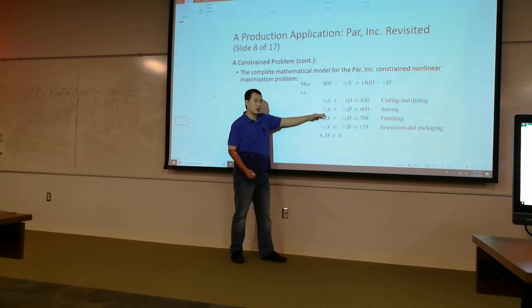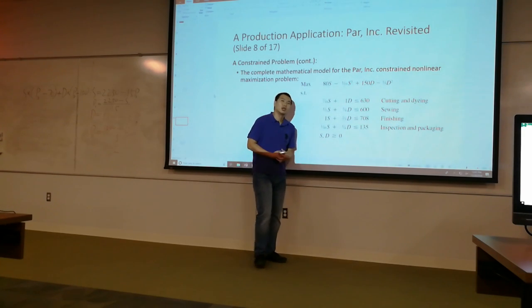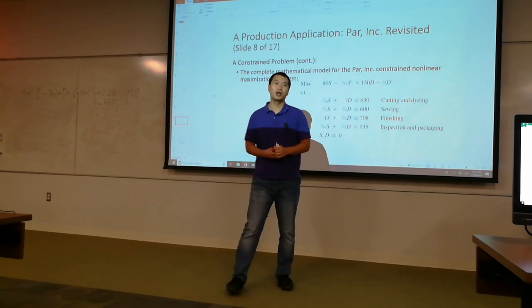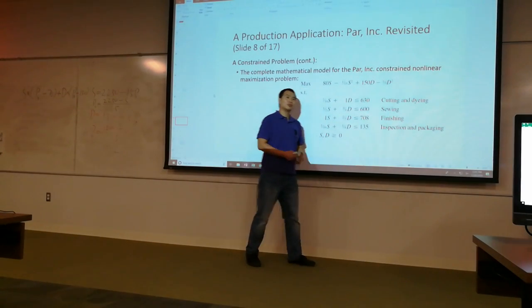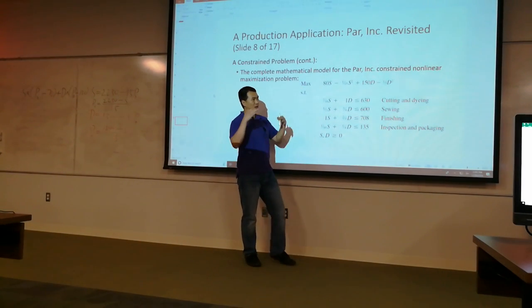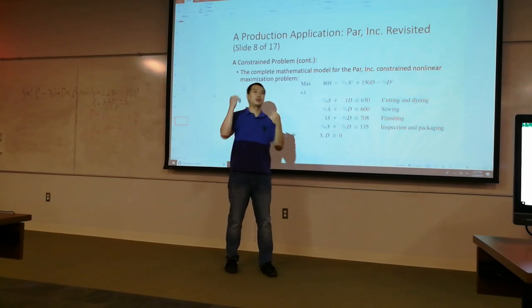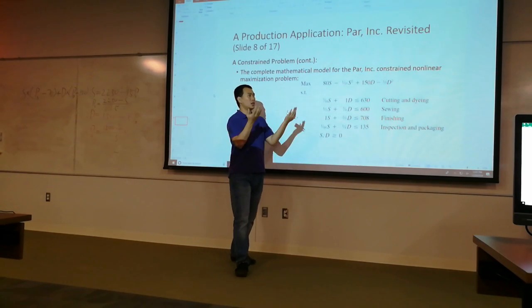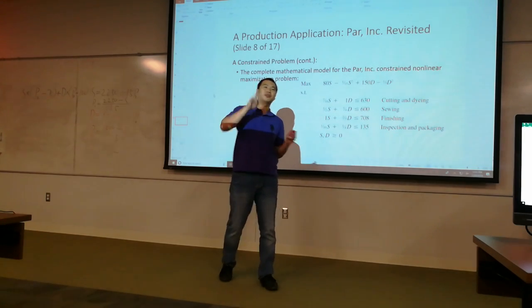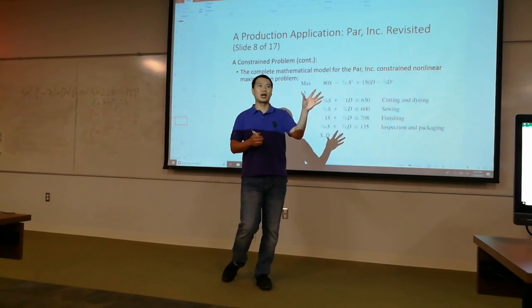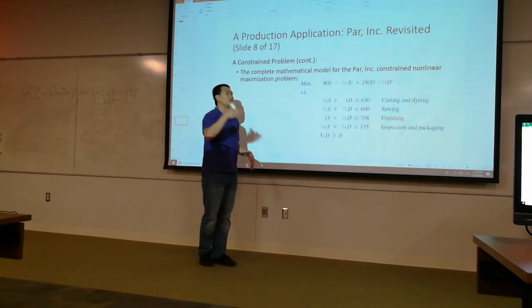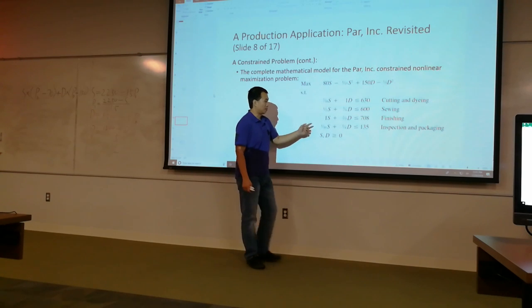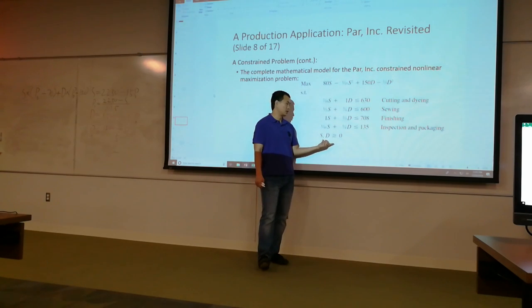Then you need to lay out all the constraints. Most of the constraints are resource constraints, so they cannot be greater than a certain value, but sometimes they have some constraints on the relationship between variables. So if you produce 2 types of products, one quantity cannot be over, like, twice of the other one. So you will add those constraints in there. And lastly, you need to add the non-negativity constraint.